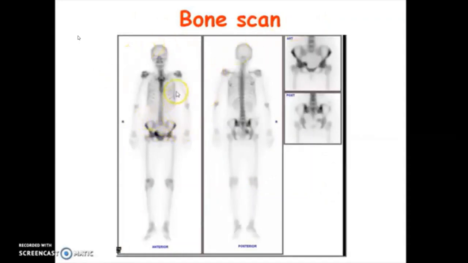See, as soon as the isotope is injected, technetium-99m with MDP, methylene diphosphonate, goes throughout the body. Bilaterally you can compare, see the uptake here is the same. This is anterior imaging, this is posterior imaging. Here also, both sides are the same. So it is called a normal bone scan.